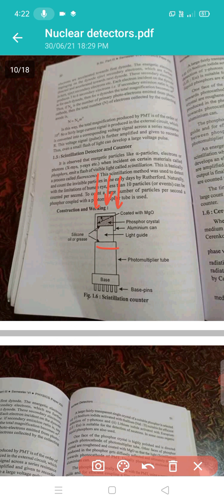Here we use a photomultiplier tube, and when an energetic particle is incident on a phosphor crystal, the scintillation is produced and efficiently directed towards the photocathode of the photomultiplier tube. Once the light is incident on the photocathode, the photoelectrons are generated, and these electrons are accelerated towards the anode. Further processes are repeated in the photomultiplier tube. Understood?